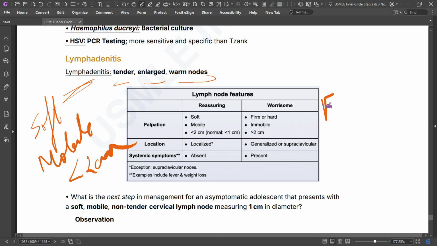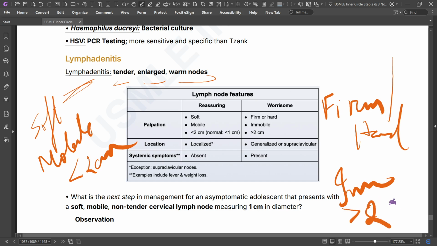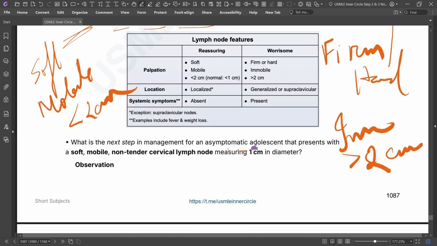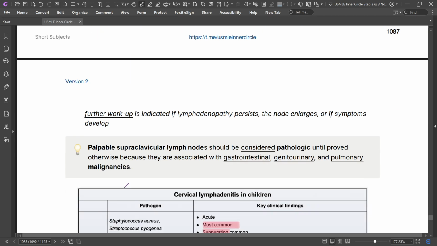Worrisome features: if the node is firm or hard, immobile, more than 2 centimeters, and the location is generalized. What is the next step in the management of an asymptomatic adolescent presenting with a soft, mobile, non-tender cervical lymph node? Observation. Further workup is indicated if lymphadenopathy persists or if the lymph node enlarges.